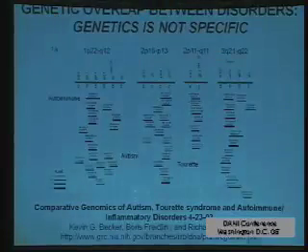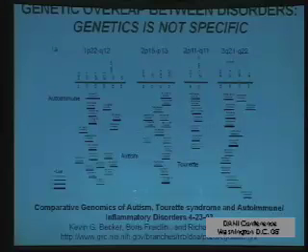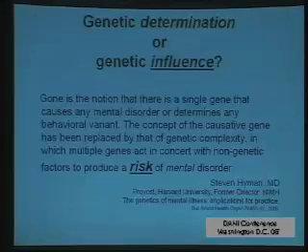Now, this is a slide from Kevin Becker, who works at the NIH, and he overlapped the significant areas in autoimmune disease, autism, and Tourette's, and he found a great deal of overlap. You can download this paper. I think it should be in your handout. And the point is that some of the genetic vulnerabilities aren't even specific for autism. They're more generic vulnerabilities. So do we have genetic determination or genetic influence?